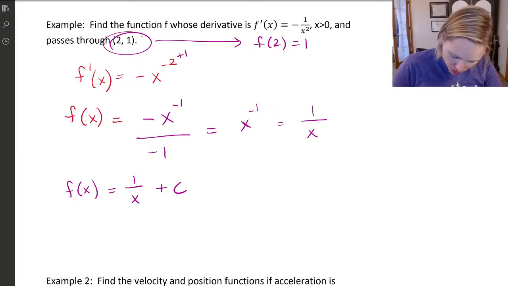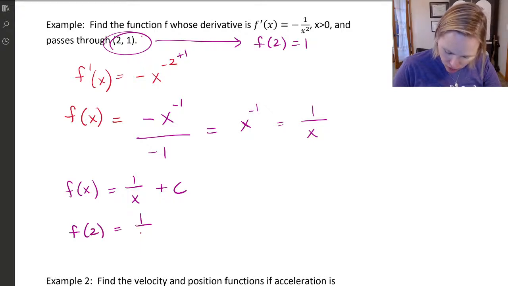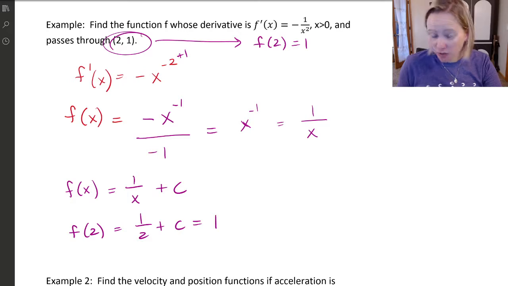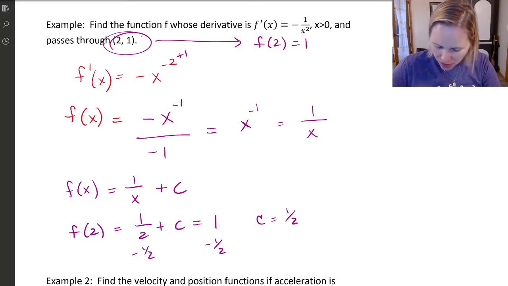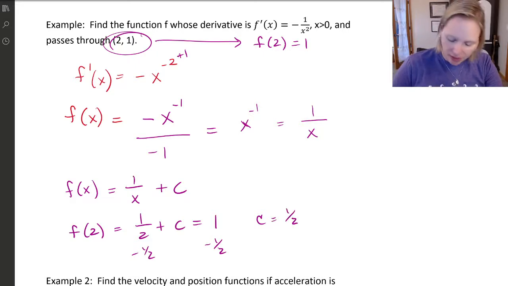So essentially what I'm going to do is I'll come down here and I'll say, well, f of 2 is 1 over 2 plus c, and that's supposed to equal 1. Now I'm going to solve for c. When I subtract 1/2, I get c equals 1/2. So now my job is to write my final answer, and my final answer will look like this.